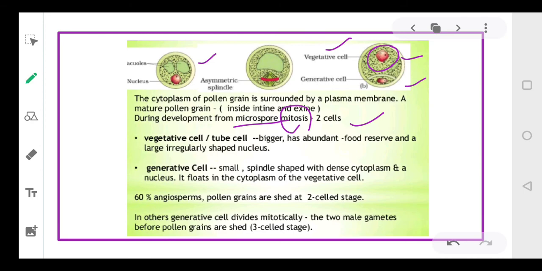Okay, the vegetative cell is bigger in size and it stores food, and it has an irregular shaped nucleus. So this is your vegetative cell which is bigger, and this pink color is your nucleus. The generative cell is smaller and it also contains a nucleus. Now in 60% of angiosperms, the pollen grains are shed at this 2 cell stage.